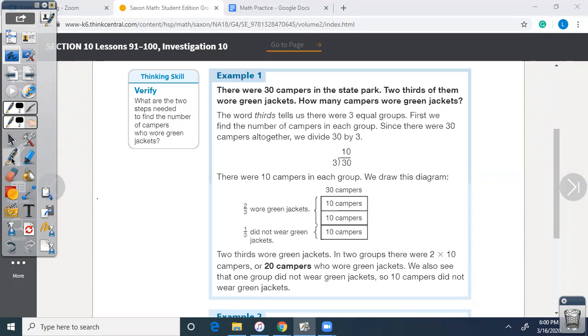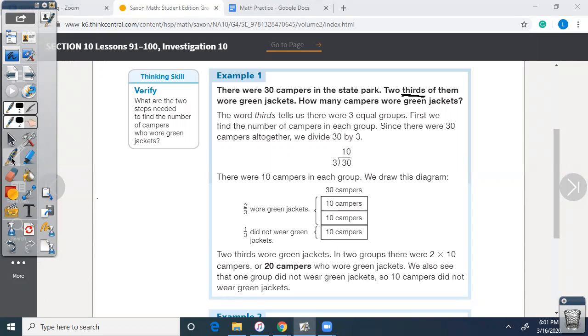Okay, so there were 30 campers in the state park. 2/3 of them wore green jackets. How many campers wore green jackets? Okay, so in any one of these problems, the first thing you need to do is figure out the bottom number of the fraction, 2/3, so the bottom number is 3, and that's what you're going to be dividing by.